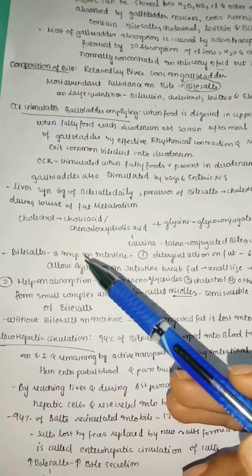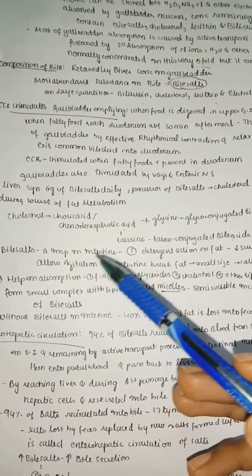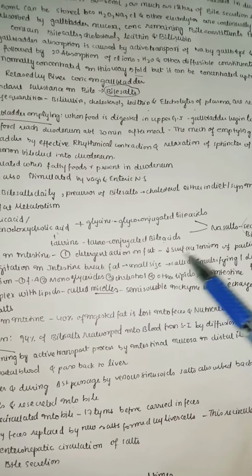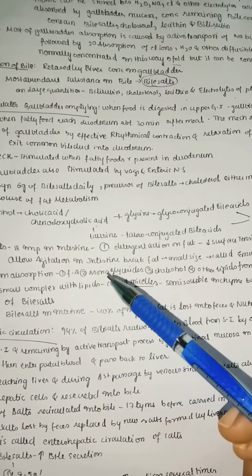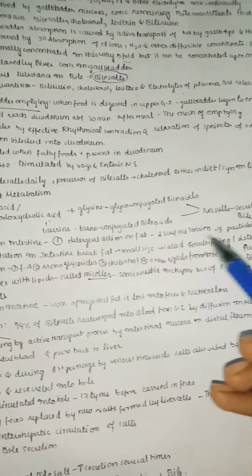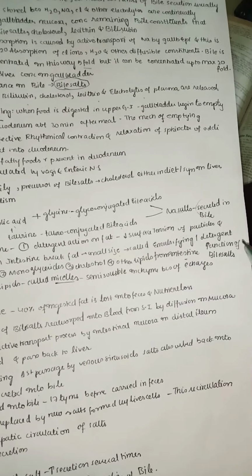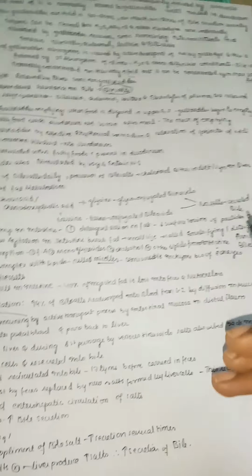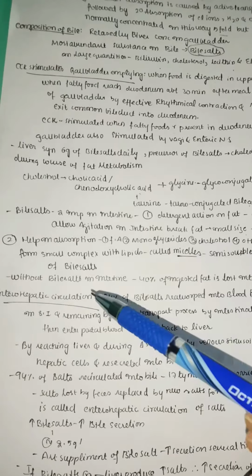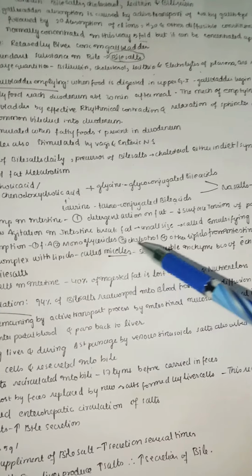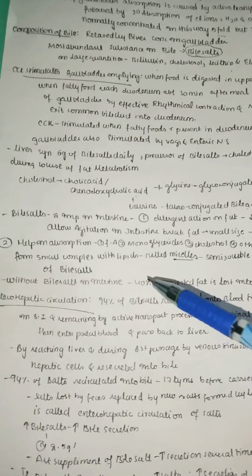Bile salts mainly have two important roles in the intestine. The first one is detergent action on fat: they decrease the surface tension of particles and allow agitation in the intestine so that the fat can be broken into smaller size. This is called the emulsifying or detergent function of bile salts. They also help in the absorption of fatty acids, monoglycerides, cholesterol, and other lipids from the intestine.